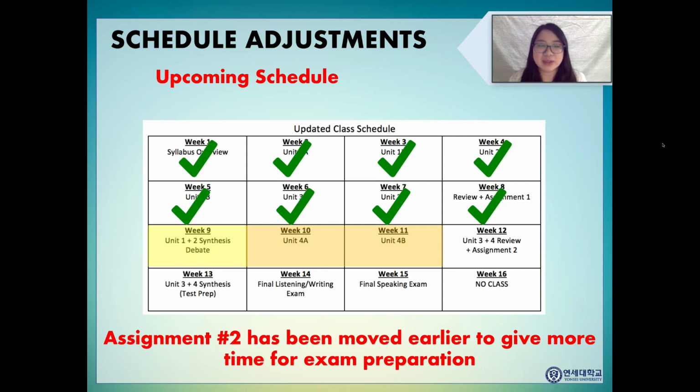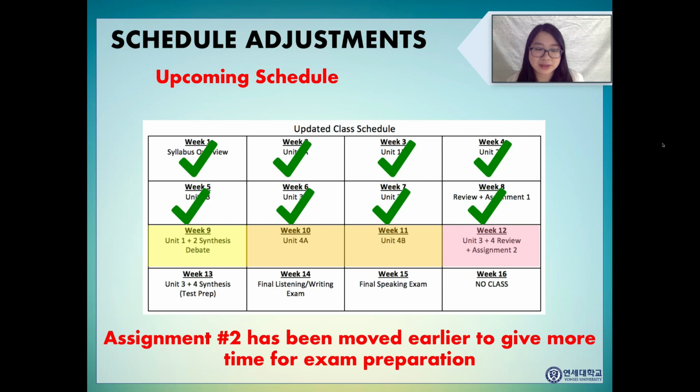After that, we'll have a unit review of number 3 and number 4. Just like last week when we had our unit review, we're going to review the grammar and vocabulary and listening together in our lecture, and then we'll have a review quiz. And again, the review quiz is just for practice, so your review quiz score won't be part of your final grade. We're also going to move assignment 2 a little bit earlier.